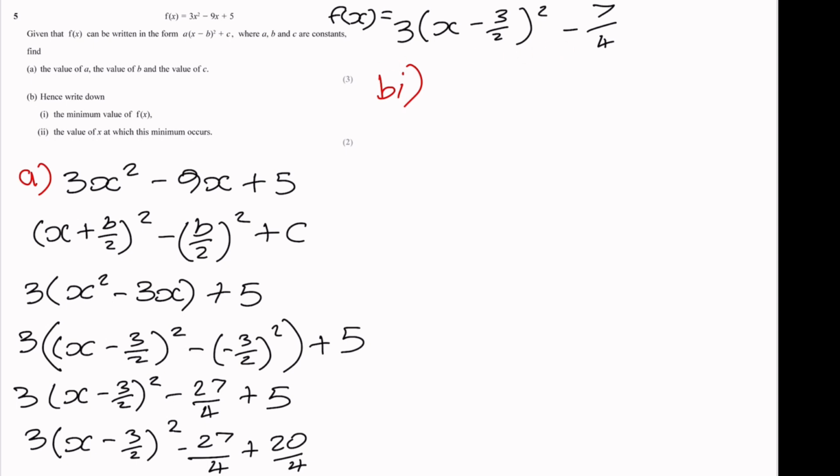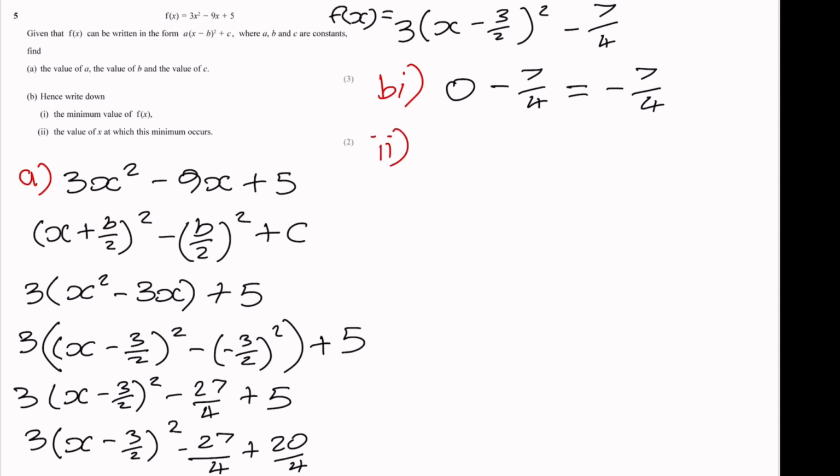So if you make this first part 0, minus 7 over 4, the smallest our function can be is minus 7 over 4. 0 minus 7 over 4. So that will be the minimum value.